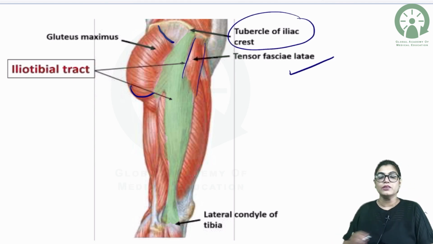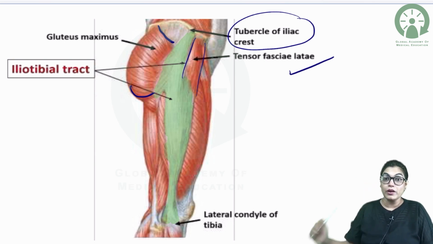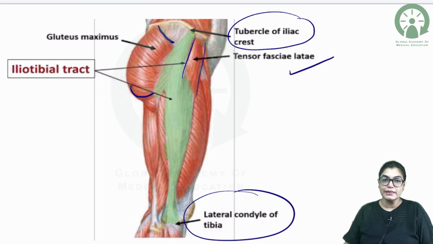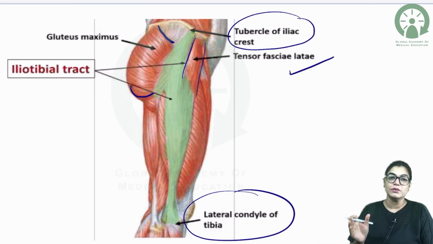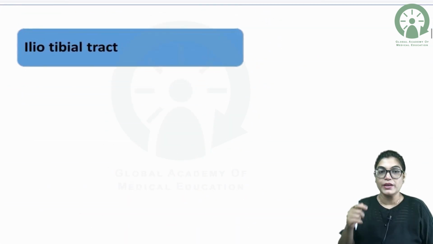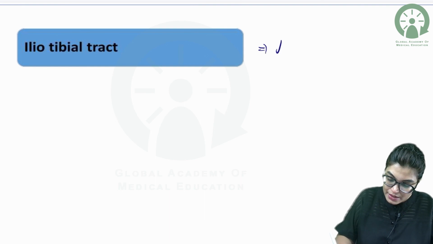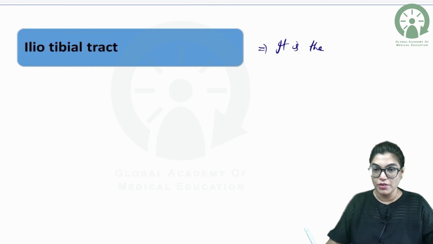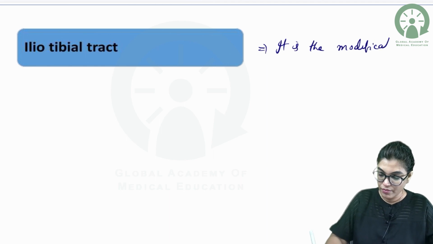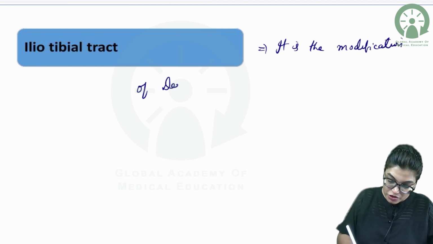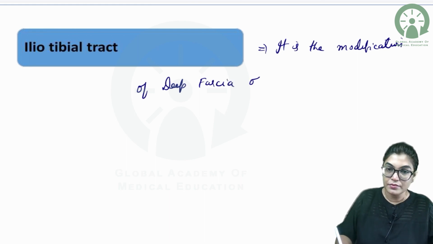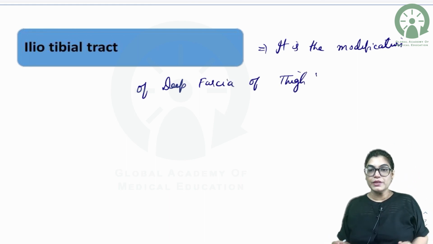In the superior aspect, iliotibial tract is attached to the tubercle of the iliac crest, which is the superior border of the ilium part of the hip bone, and lower down it is attached to the lateral condyle of the tibia. Now, two muscles inserting into iliotibial tract are gluteus maximus and tensor fascia lata. So, what is iliotibial tract? It is a modification of deep fascia of the thigh. Please write down: iliotibial tract is the modification of deep fascia of the thigh.